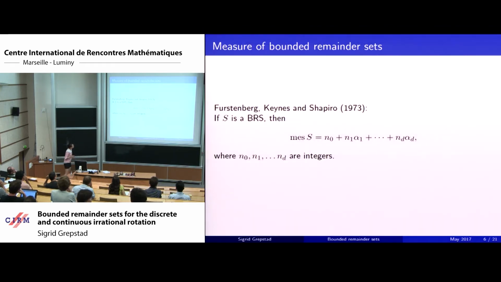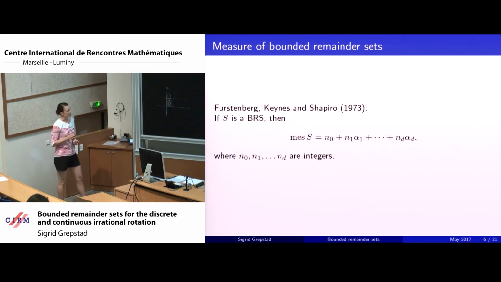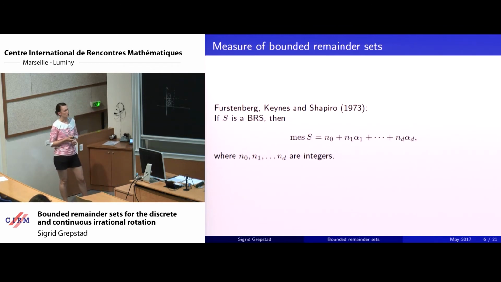So it was shown by Fürstenberg, Keynes, and Shapiro, and this was in '73, that if you have a boundary remainder set, then its measure must necessarily be of this specific form, where the n0, n1, up to nd are all integers. So there are only countably many possible values for the measure, and these can all be realized. This was shown by Halas in '76, I think.